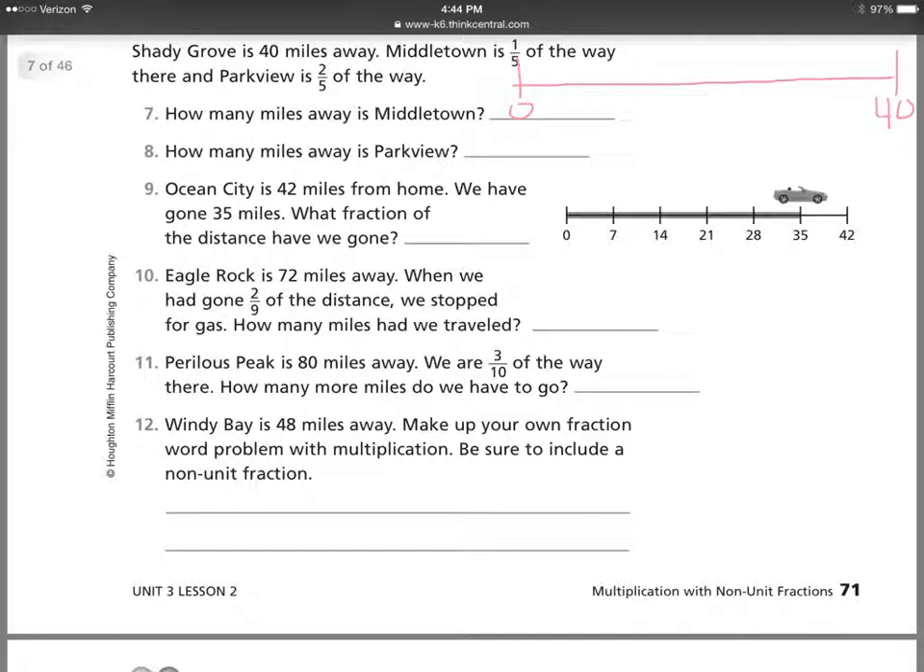Hopefully you said 5, because our denominator on both of these fractions is a 5, which means it takes 5 parts to make the whole thing. So there's 1, 2, 3, and 4 lines to represent 5 equal parts. And that's as far as I'm going to go in helping you with this problem. I'd like you to complete 7 through 12 at the end of this video on your own.